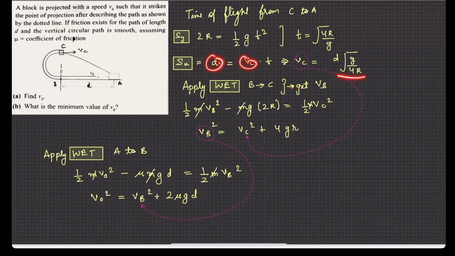From here d is given to me, and from here we can calculate the value of VC. That comes out to be t into root g by 4r, which gives me the value of VC. Now the next thing is we'll apply the work energy theorem, first from B to C, to find the relationship between the velocity here and the velocity here. Then we will find the relationship between here and here, because the velocity is going to go down. When it moves from A to B, the velocity will decrease because the work done by friction will oppose the kinetic motion.